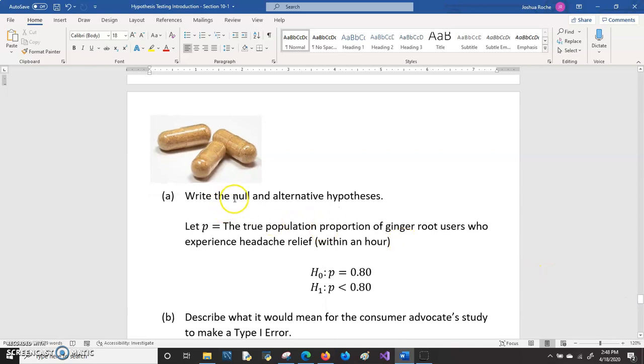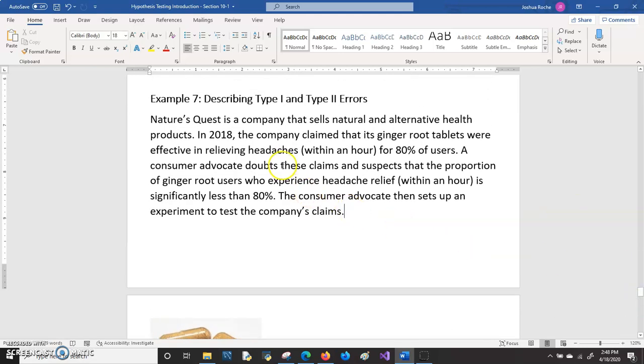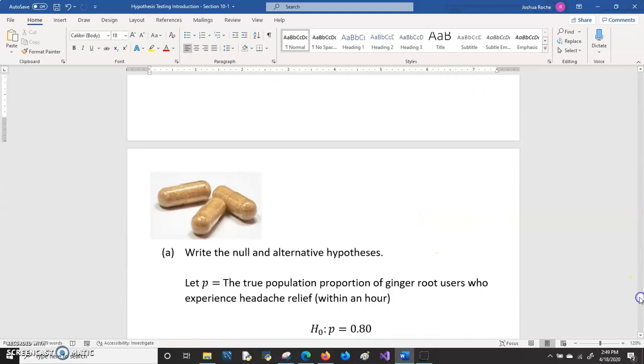So part A says write the null and alternative hypotheses. The first thing that we'll want to note is that in this problem, the parameter that is being referred to is the proportion. And we'll use P to represent proportion. P in this case is going to represent the unknown, and the unknown is the true population proportion of ginger root users who experience headache relief within an hour.